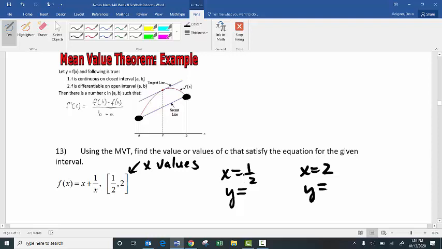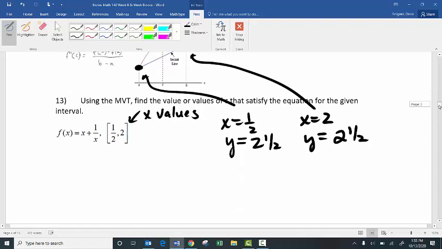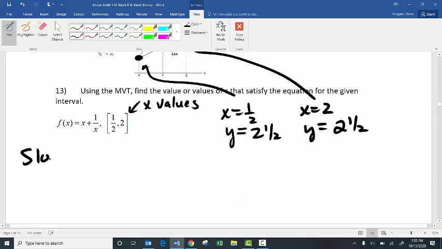So when you plug in a half into the function here, you get a half plus 1 over half, which is 2. So the y guy is actually 2.5. Similarly, when you plug in 2 into the function, you get 2 plus 1 over 2, which is a half. So you also get 2.5. So these points are going to make up our secant line. They're going to be the points that make up our secant line. So what we're going to do is figure out the slope of the secant line.